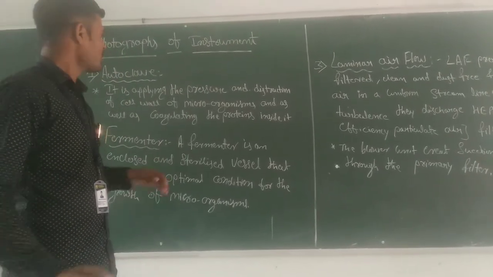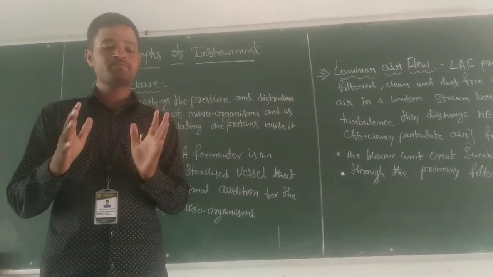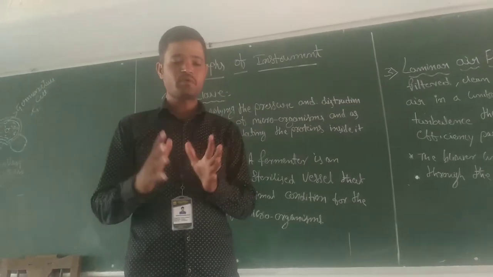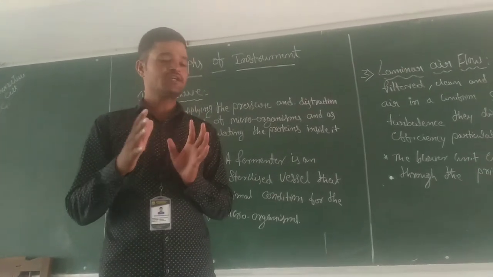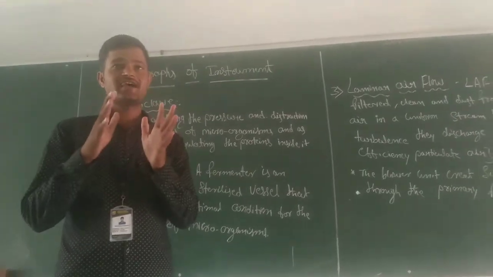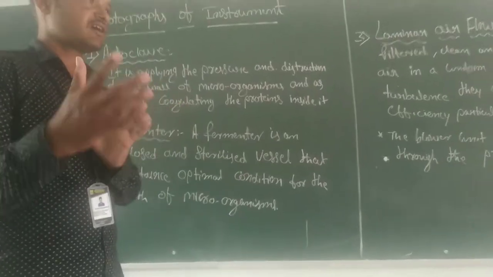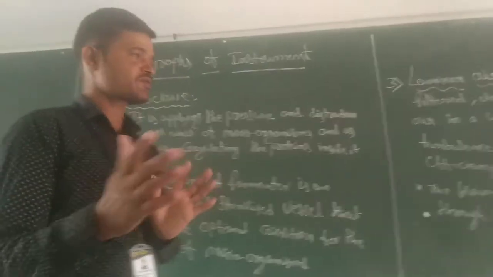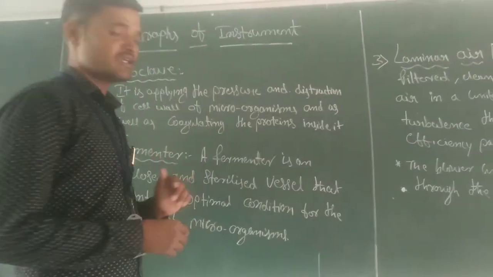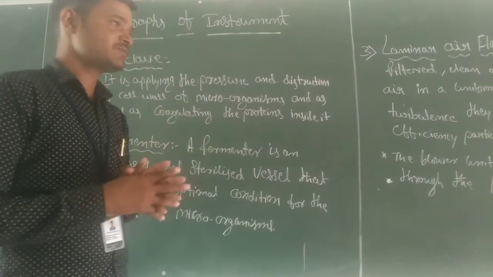First one is the autoclave. You already know about the autoclave. It is one of the most important instruments used for the moist heat sterilization method. It acts the same as a cooker, a cooker-like process. It is one of the major instruments used for the sterilization process.